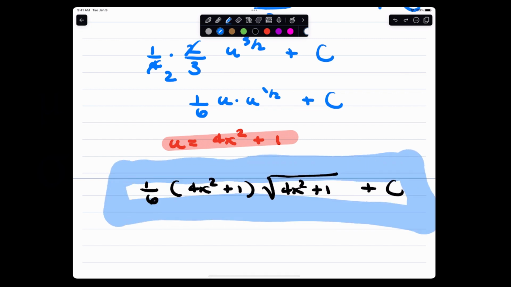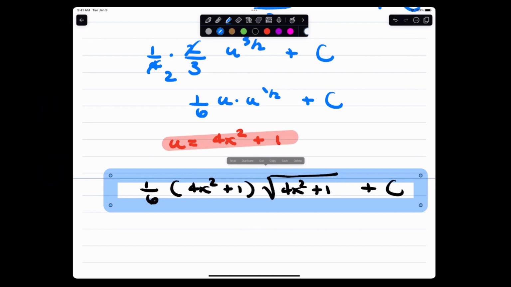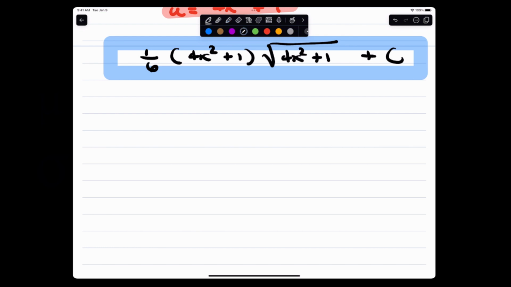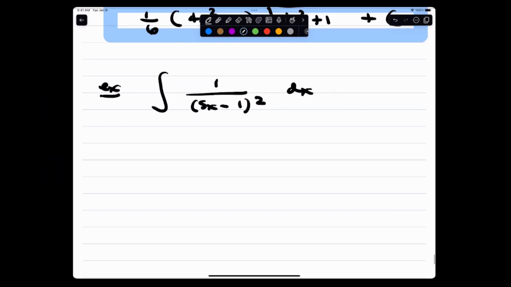Right, what do you guys think? Is that okay? What do you guys think? Is that easy peasy? All right.